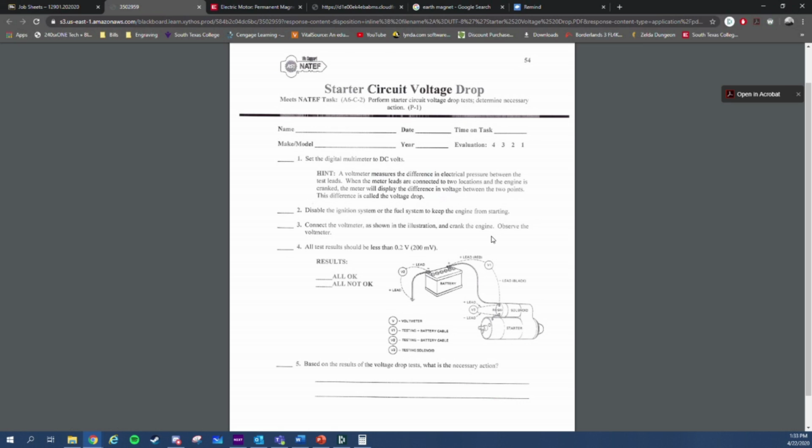pretty much in this case. So a voltmeter measures the difference in electrical pressure between the test leads. So when the meter leads are connected to two locations and the engine is cranked, the meter will display the difference in voltage between the two points. This difference is called a voltage drop.